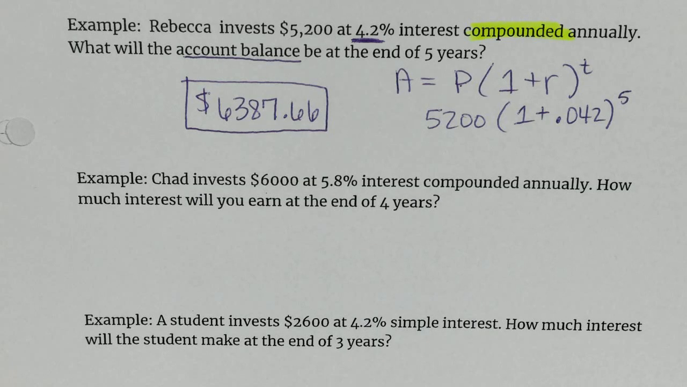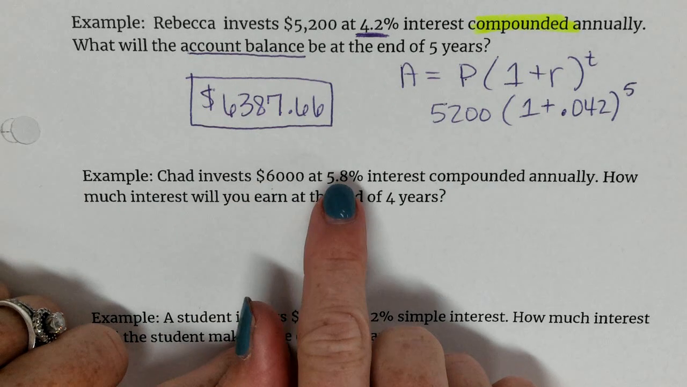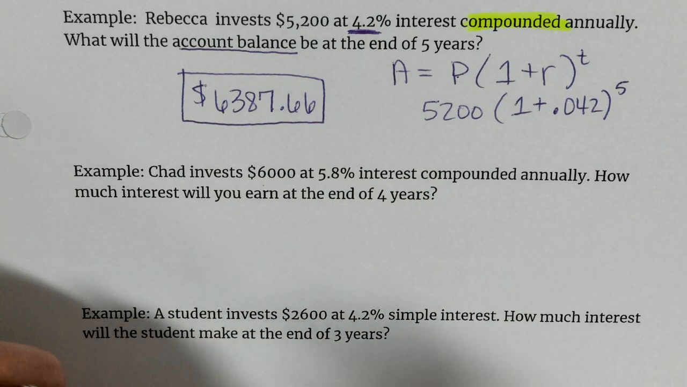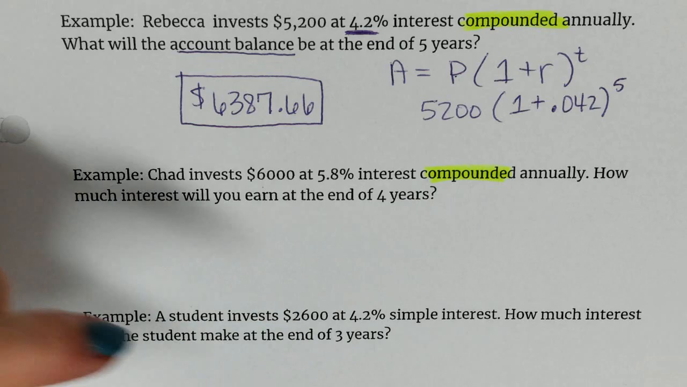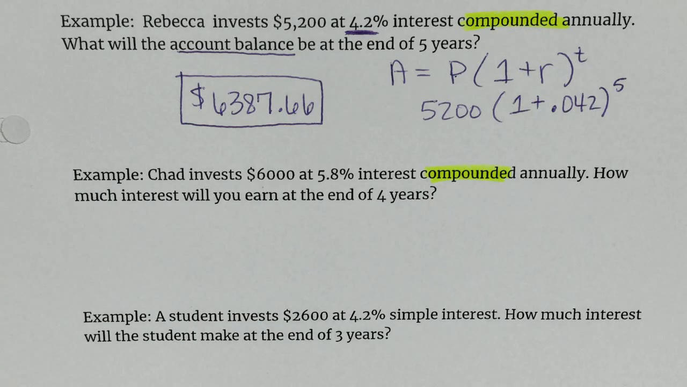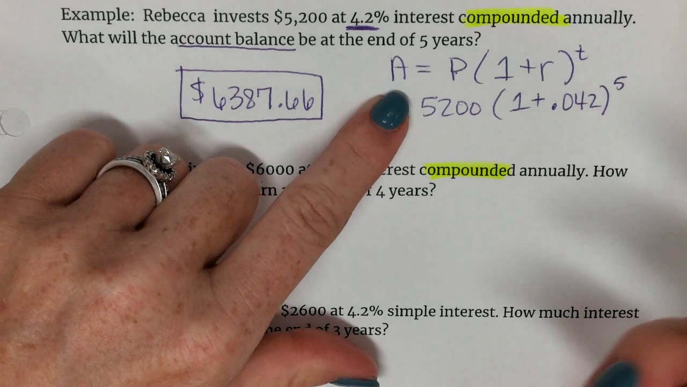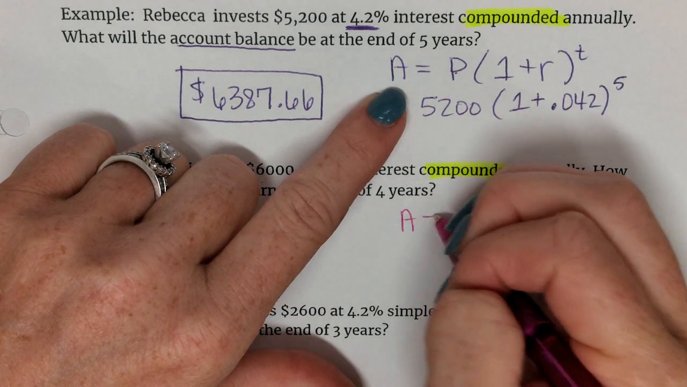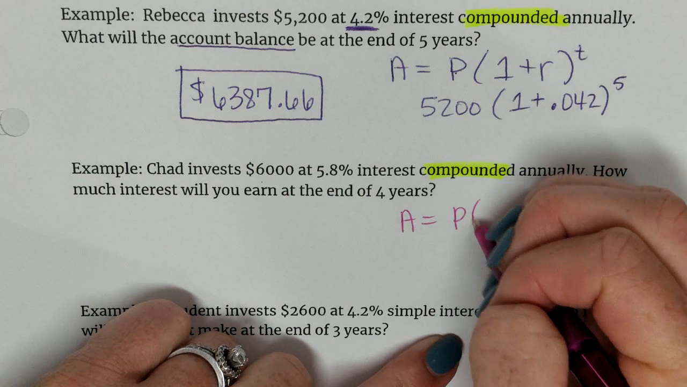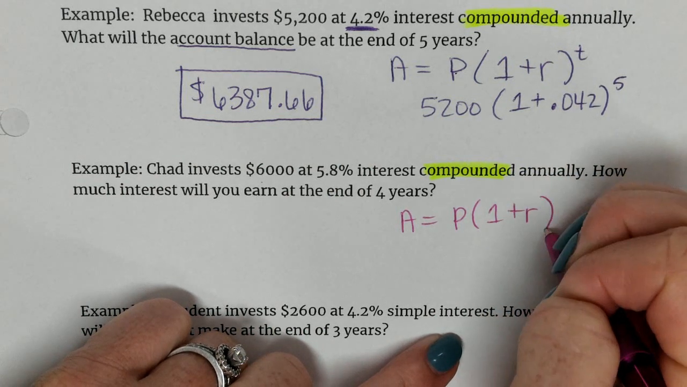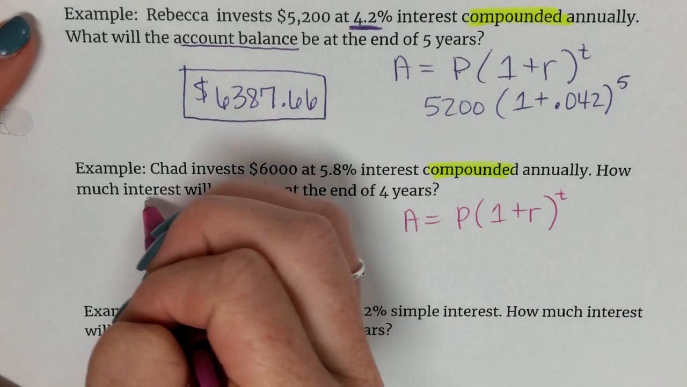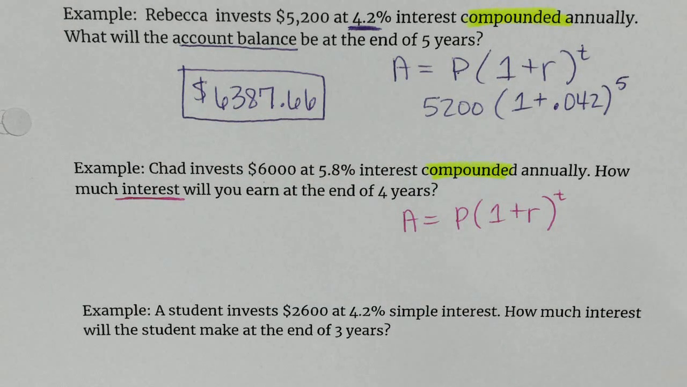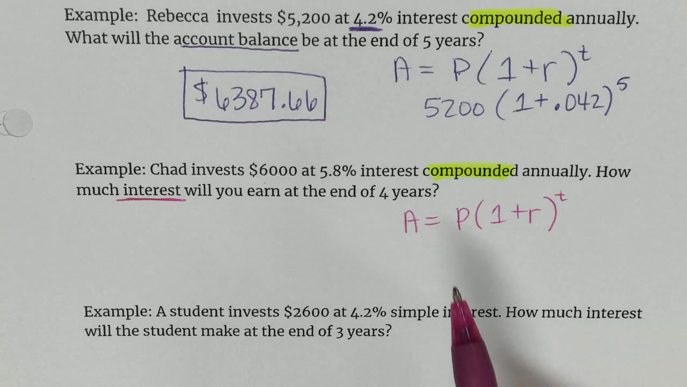All right. Chad invests $6,000 at 5.8% interest compounded annually. What clue word did you just see? Compounded. So before I read anything else, I'm going to write the formula down for compound interest. It's the exact same one we just did. Write it down. A equals P, open parentheses, 1 plus R, close parentheses to the T power. Now let's read the question. How much interest will she earn? Does this formula solve for interest?